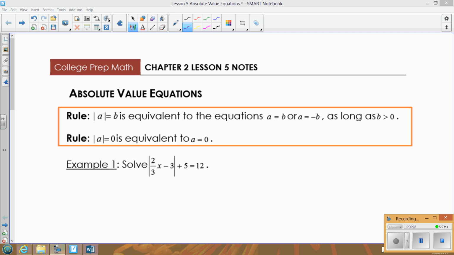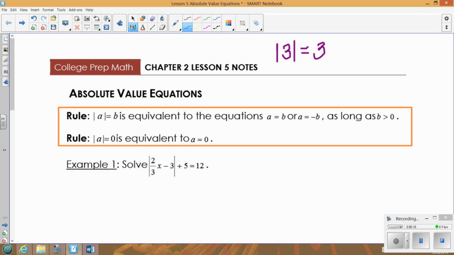Lesson 5 is focusing on absolute value equations and how to solve them. So before we talk about solving equations, let's just remind ourselves of what it means to take the absolute value of something. For example, if I want to take the absolute value of 3, it's just going to become positive 3 because its absolute value is really representing the distance away from 0.